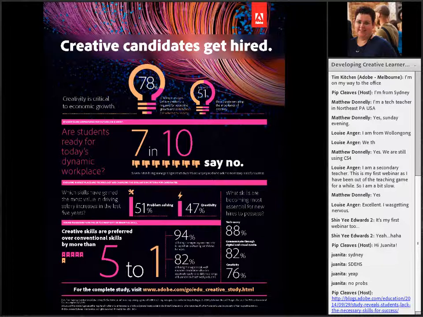So this creativity study was done based out of America, but I think it probably rings pretty true for Australia as well. And the reason I like this the most is Adobe questioned both human resource personnel in companies and managers around what they think is important to do with creativity.